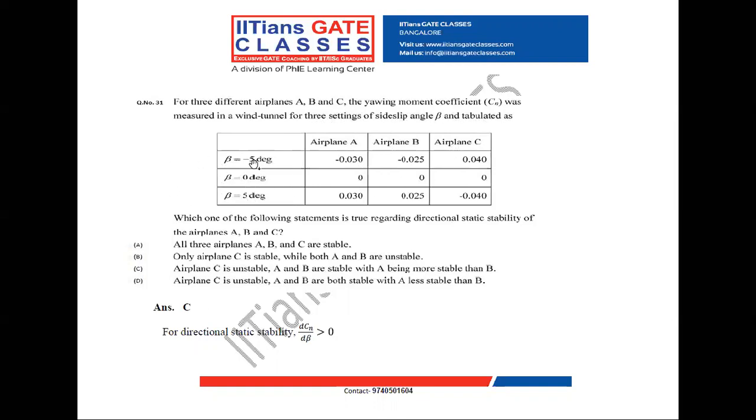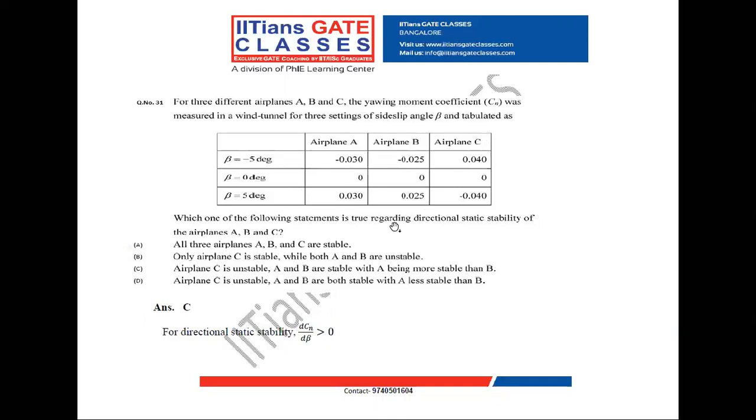For side slip angle of 0 degree, airplane A produces yawing moment coefficient of 0, airplane B also produces 0, airplane C also produces 0. For side slip angle of 5 degree, airplane A produces yawing moment coefficient of 0.03, airplane B produces 0.025, airplane C produces minus 0.04. Which one of the following statements is true regarding directional stability of the airplane?